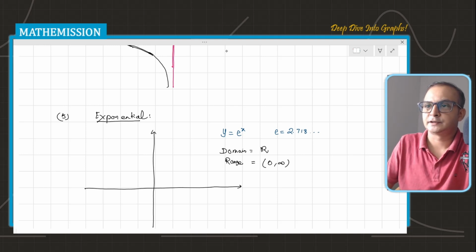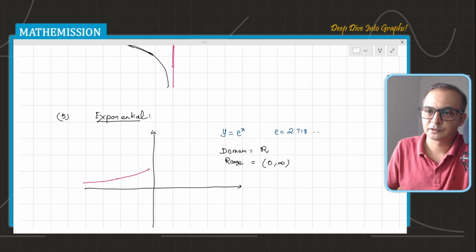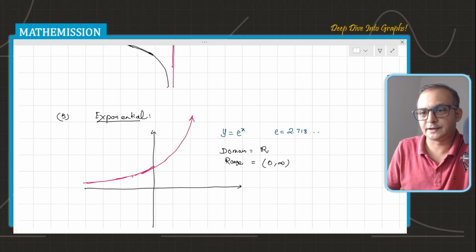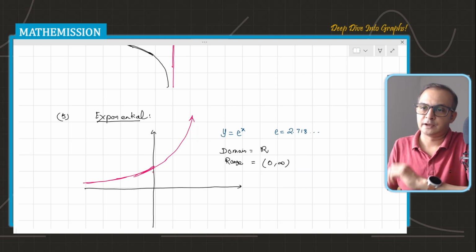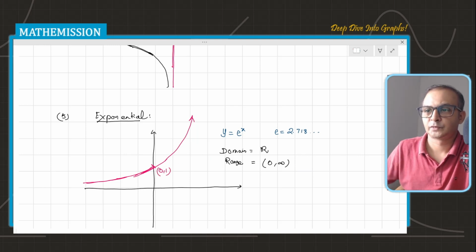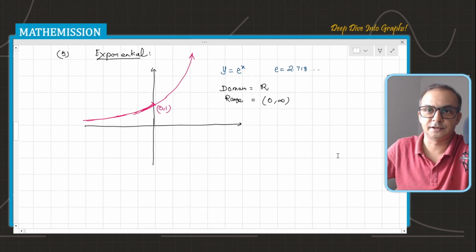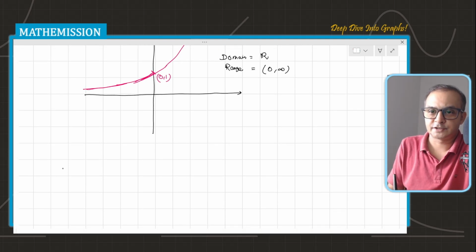You can see that when I take any negative number it also gives a positive quantity, and the graph will look like this. It shoots up infinitely as you go to higher positive values. Now this point is (0, 1), because at 0 the value is 1. So you must have a graph sense for this e to the power x. The next is the logarithmic function.